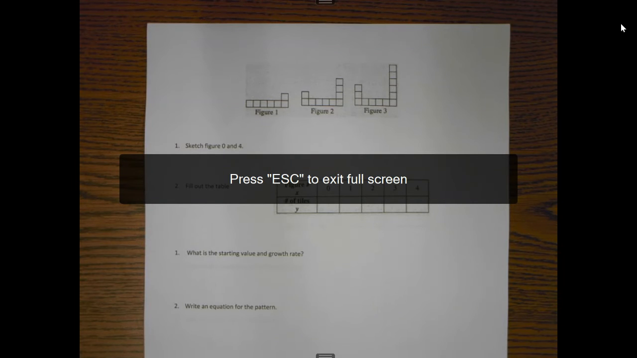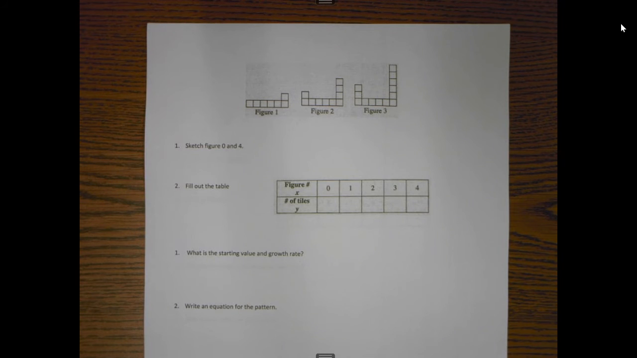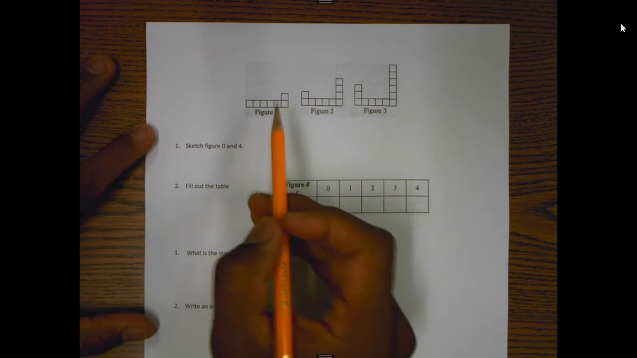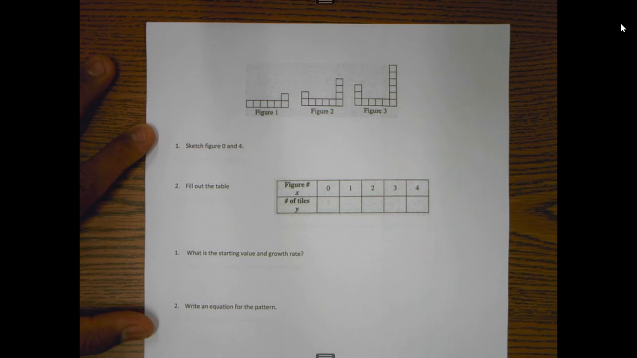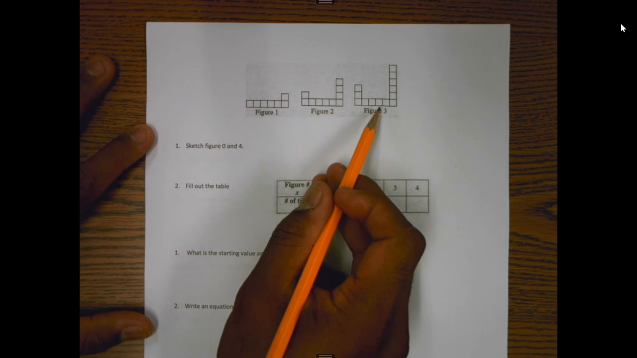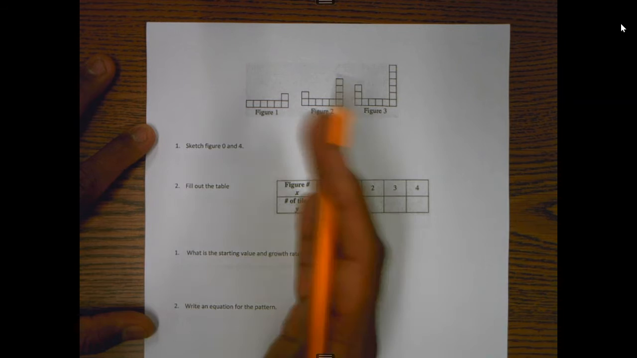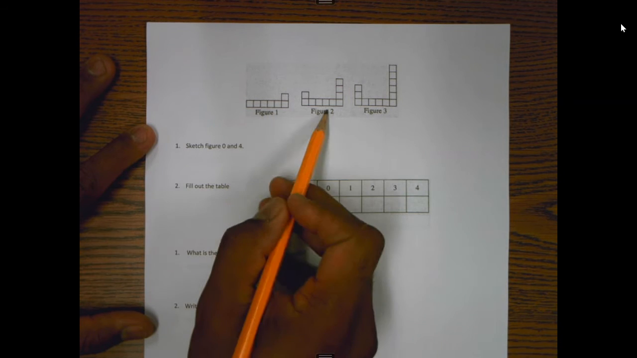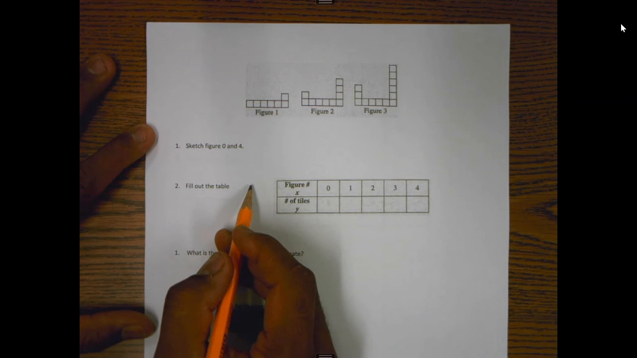All right, we're looking at growth patterns with linear functions. So what we've got to do here is we have this tile pattern. We want to look and see how the pattern grows. So let's try to compare the two figures. If I take the first figure to the second figure, I want to see what's the same.